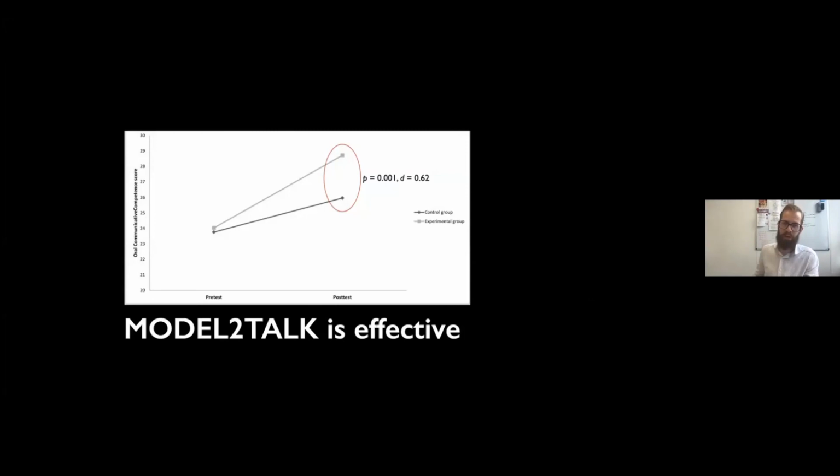Well, what did our study show? First of all, teachers in the intervention group, over a short period of only 6 weeks, learned to make the classroom interaction more dialogic by using these dialogic talk moves. And as a result, they created more space for children to talk and think together. And secondly, our multi-level models showed that the Model to Talk intervention had a significant and medium to large effect on children's oral communicative competence.